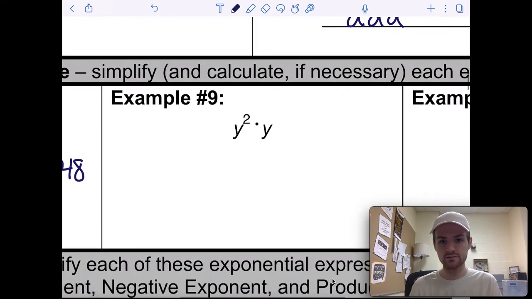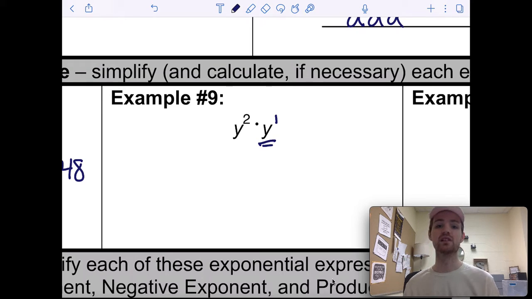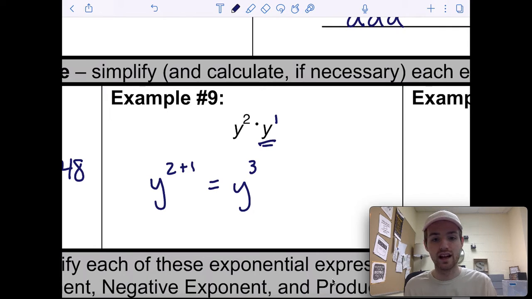Example 9, nice and easy. We need to remember one thing here. When we don't see an exponent, like with this y, let's remember we can always add in an exponent of 1. So to find our answer here, we're going to take y to the 2 plus 1, which gives us y to the 3rd as our answer.